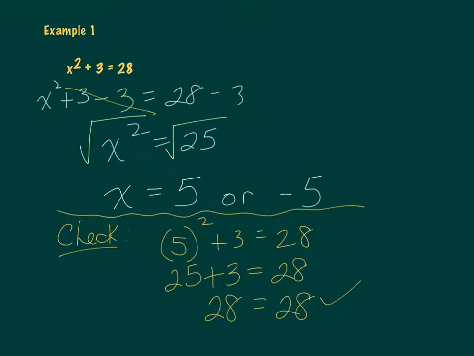And just even really quickly, imagine taking a negative 5 in here instead. Negative 5 squared is positive 25. Positive 25 plus 3 is 28 as well. We'll look at a couple more examples, one of them involving cubes in the next video.